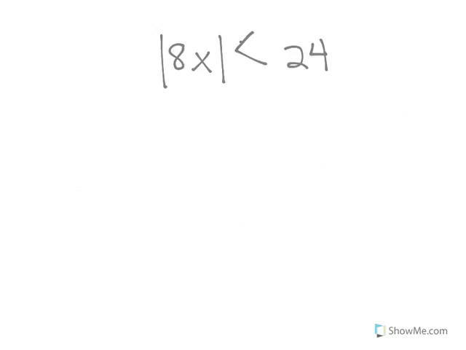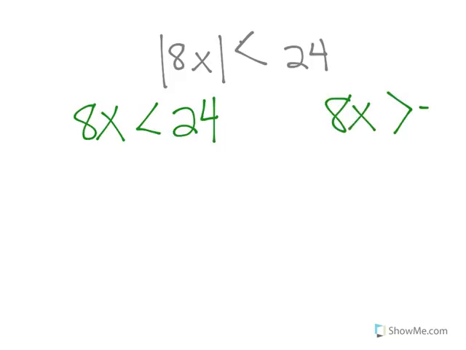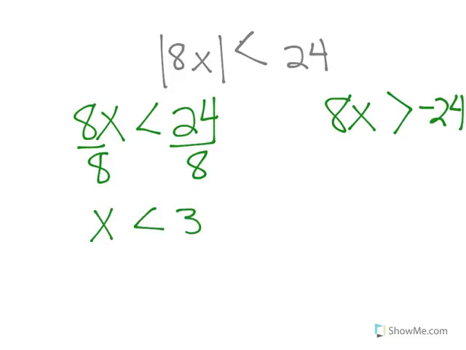Let's take a look at those same numbers, but now we have a different inequality symbol in between. Now we have a less than. So here we're going to set up the same two situations. We're going to have 8x is less than the positive 24, and now we'll say 8x is greater than negative 24. If we divide through by 8, we get x is less than 3, and in this instance we divide by 8, and we get x is greater than negative 3.